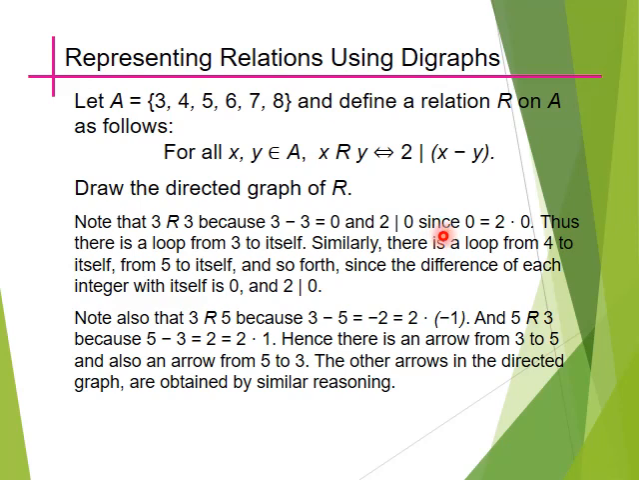Why is 2 dividing 0? Because 0 can be represented as a multiple of 2. Therefore 0 is divisible by 2.